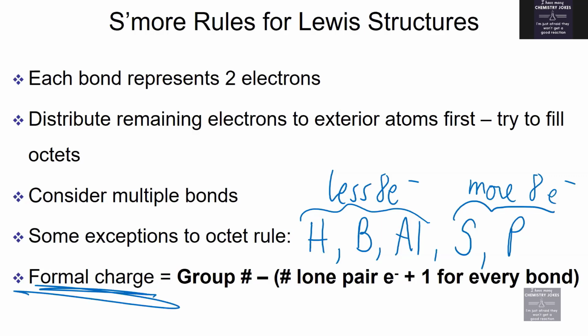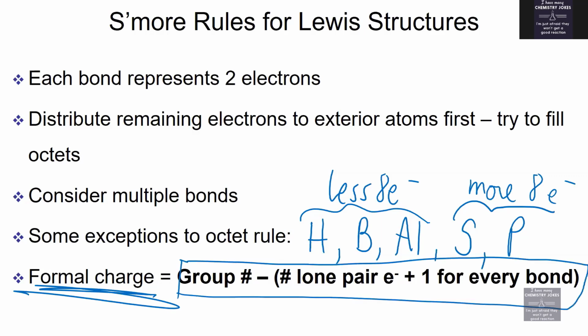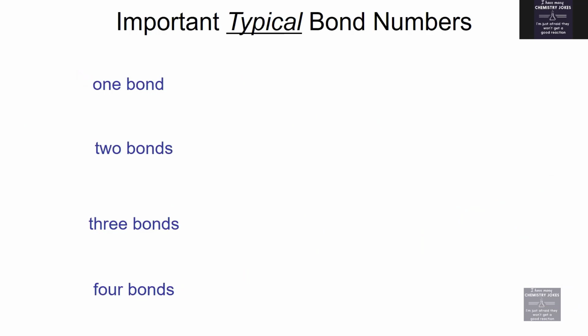Speaking of formal charges, we're going to do a lot of formal charge assigning in this class. So here's the formula that we will use to assign formal charges. So be familiar with it. Well, in order to consider that, you have to know how many bonds things typically make. What kind of things, remember we're talking about the top right corner only really, what kind of things make 1 bond out of the top right corner of the periodic table?